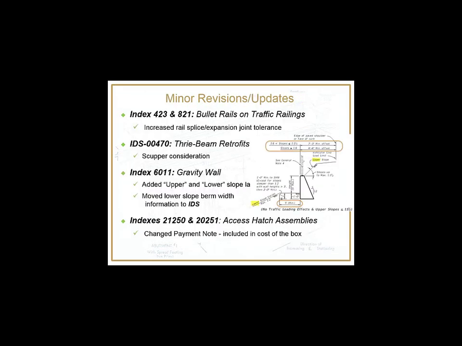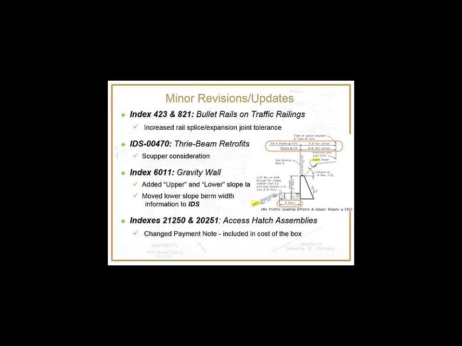Some minor revisions for the bullet railing, which is the pedestrian railing attachments on traffic railings under index 423, and then the pedestrian railing 821. We allowed a little more splice length, a little more tolerance on where the splice can be for the fabricators and the installers. That shouldn't affect designers. It went from 21 inches to 24 inches maximum offset from the center line of the post.